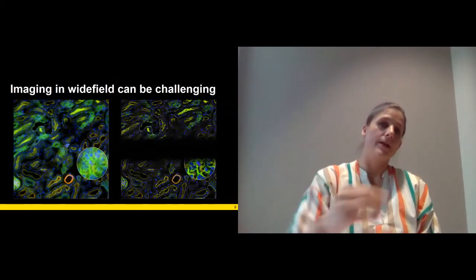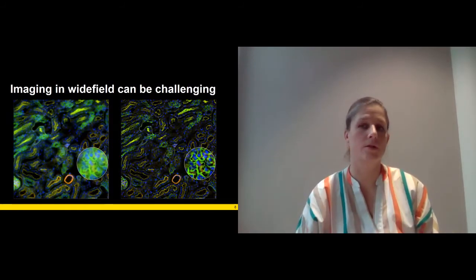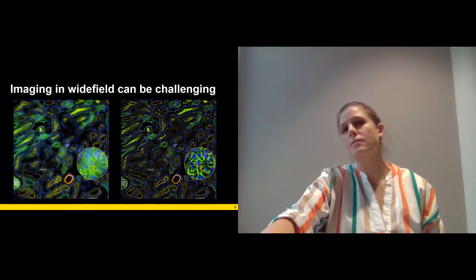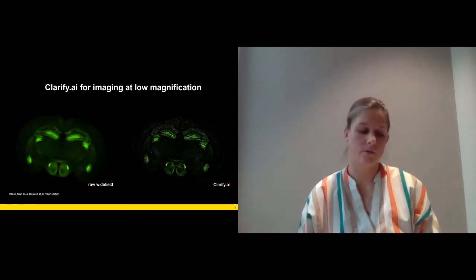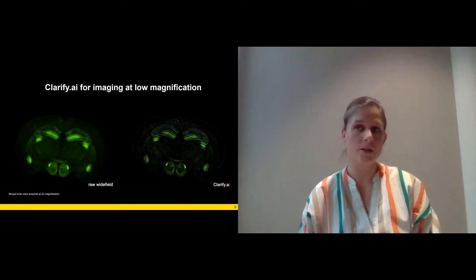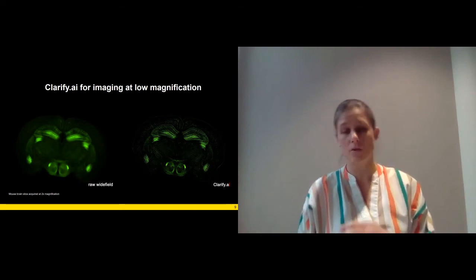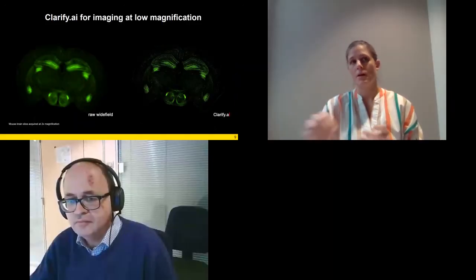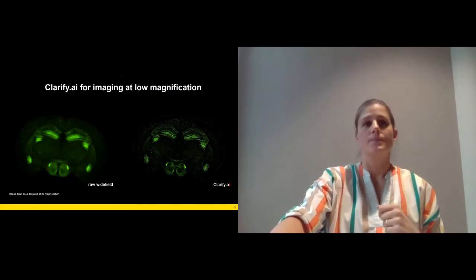So Clarify.ai will enable you to actually get rid of this haze. You might argue, yes, I can use deconvolution. Why should I use Clarify? The beauty of Clarify is that you, for example, can as well use it with low magnification imaging. Then normally Nyquist criteria are not met and your deconvolution will terribly fail, but you can still restore the contrast with Clarify.ai for low magnification like here.